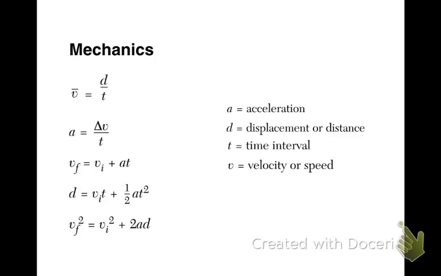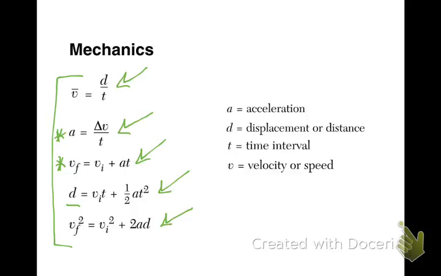So here's the mechanics section of our particular reference table. You'll notice that the top 5 equations are the equations that we just discussed. We've got our average velocity equation. We've got our constant acceleration equation. We've got our equation that just rearranges our constant acceleration equation, so these two are the same, they're just rearranged. We've got one that solves for displacement and one that solves for final velocity.